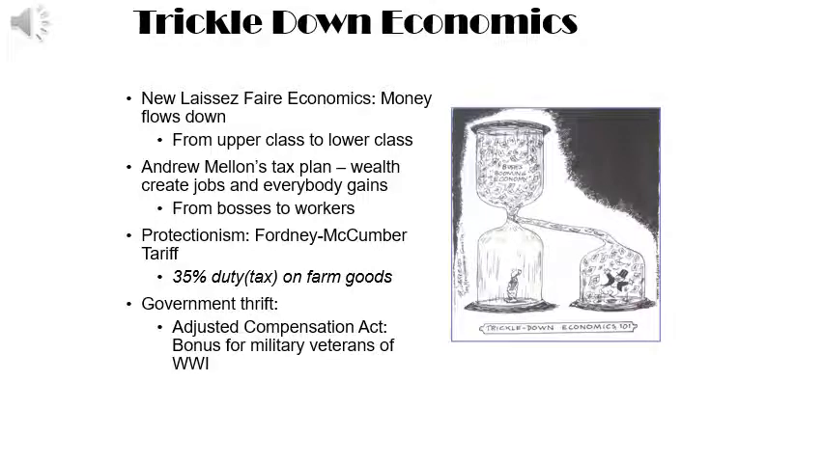One of the chief tenets of the laissez-faire economic policy was trickle-down economics, where money flows down from the upper class to the worker class. Andrew Mellon's tax plan, where wealth creates jobs and everybody gains, thought that the money would shift from bosses to their employees. This was aided by a sense of protectionism in the Fordney-McCumber tariff, which is a 35% duty or tax on farm goods, and also by government thrift. The Adjusted Compensation Act was a bonus for military veterans of World War I.